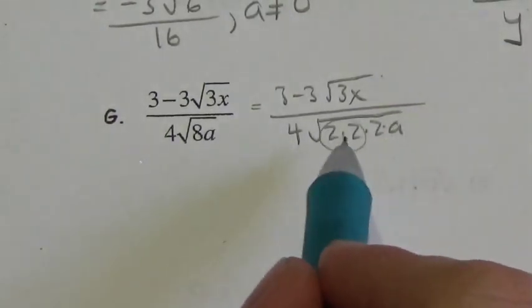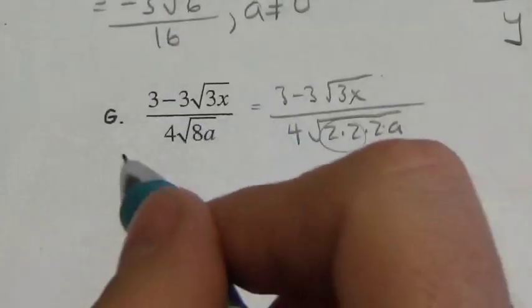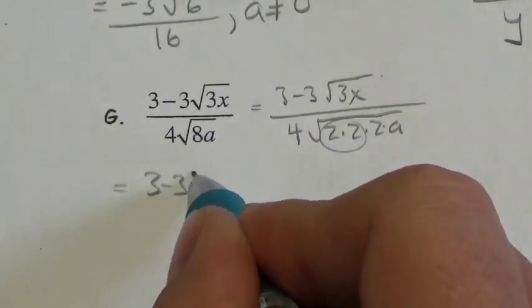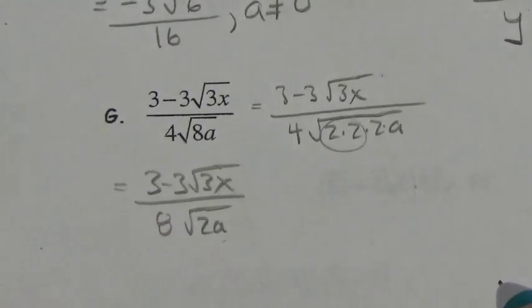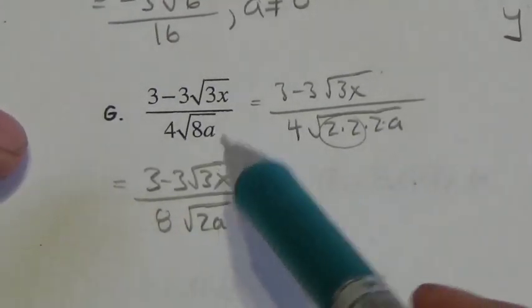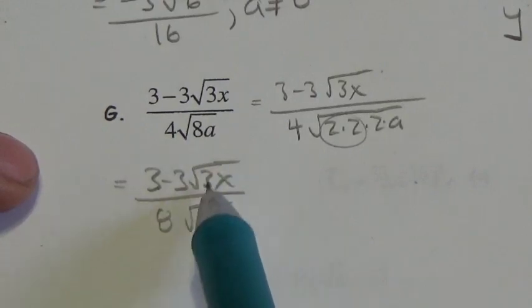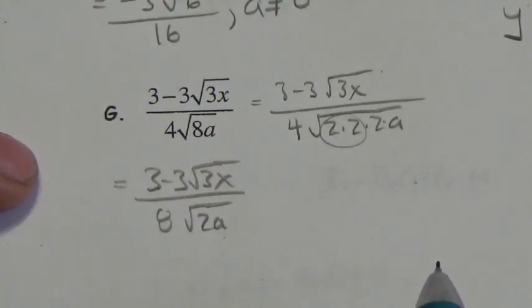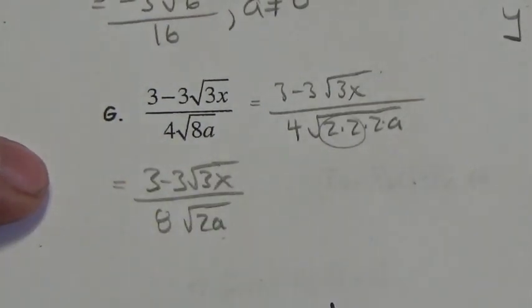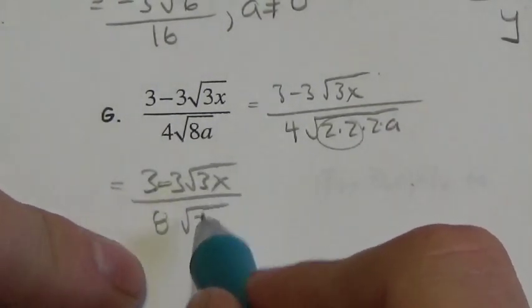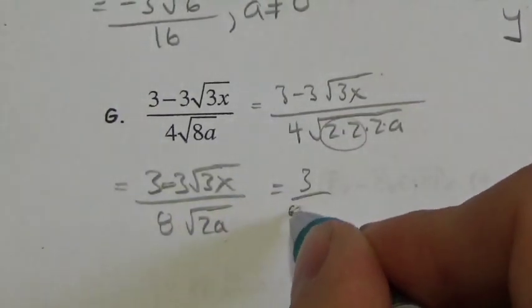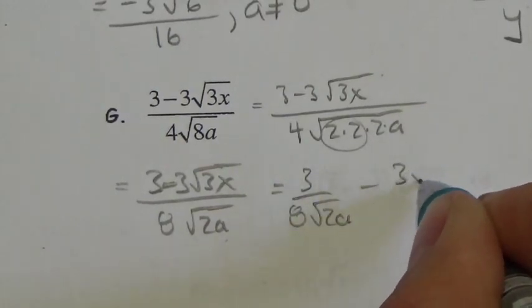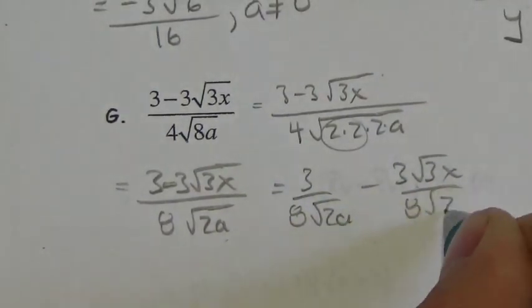So I'm going to take that pair of 2's, and it's going to become another 2 out front. So we've got 3 minus 3 root 3x, a lot of 3's there, and then this will become 8 root 2a. Now, I cannot divide this radical of 3x by the radical of 2a unless I distribute it to both terms. And this is really important that you see here. You can't just divide those two out unless you do it to both of those terms. So you could do it as 3 over 8 root 2a minus 3 root 3x all over 8 root 2a.